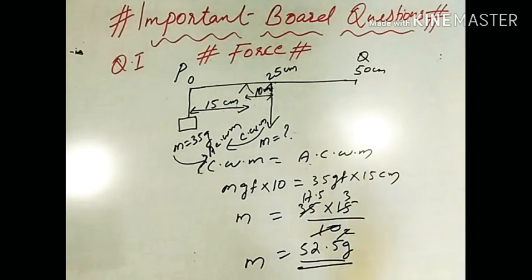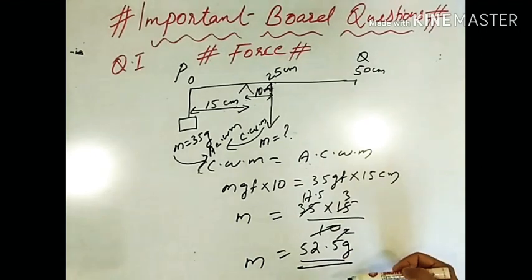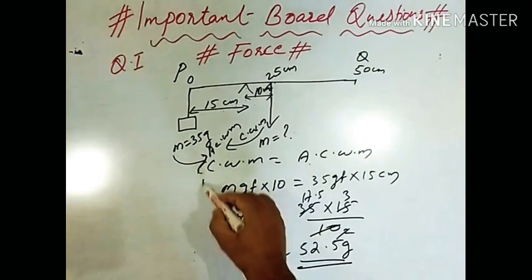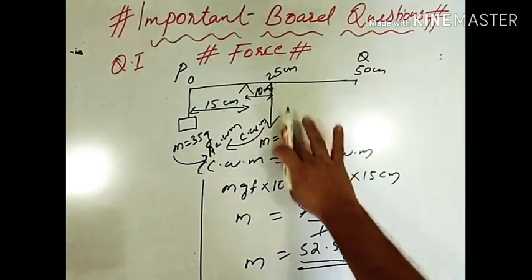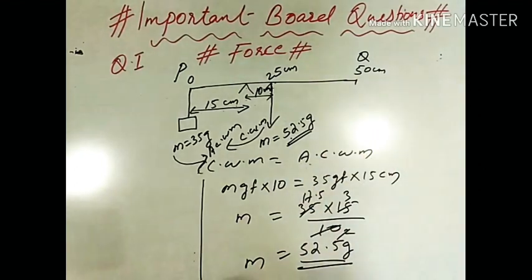Don't write it as a gram force because it is a unit of weight. All right. Is this part clear to you? Yes. Okay. So we got the mass of the meter rule as 52.5 gram acting at the center of gravity. Now the second part of the question. So the mass we got is 52.5 gram.